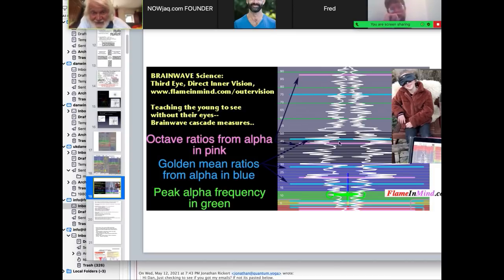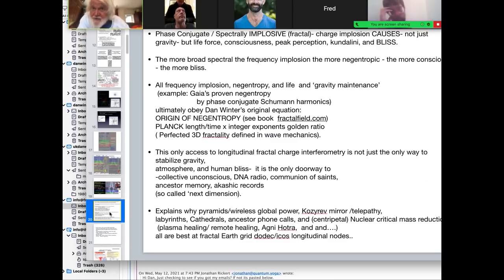And that cascade identifies the moment when the child sees this vortex inside their head and is able to see through that tunnel inside their head and begins to see without their eyes. And remember, there's a discipline of relaxation, a form of trance required, and the children learn how to do it much more easily than adults. So here we talked about wireless transmission, we talked about phase conjugate implosion, cause of bliss.